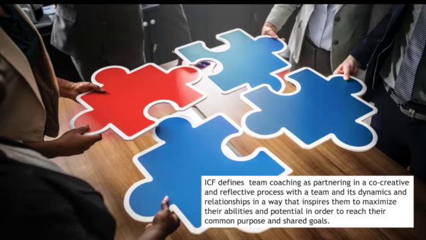So here again, the role of the coach is to create a space where the team can look at themselves in the mirror and say, okay, what are our strengths? What are areas of opportunity, and what can we do to be more effective and accomplish our goals? So it's about going from good to great.